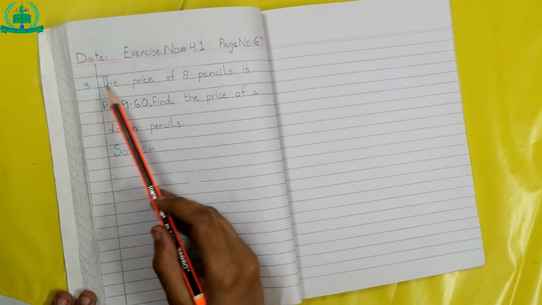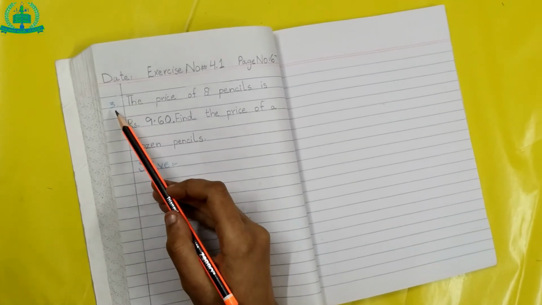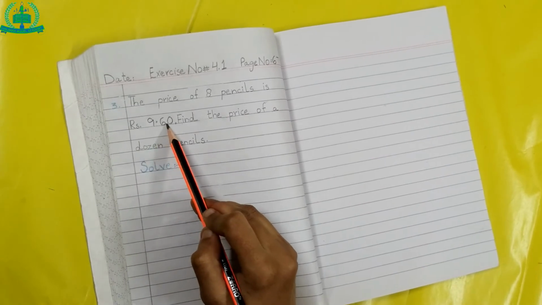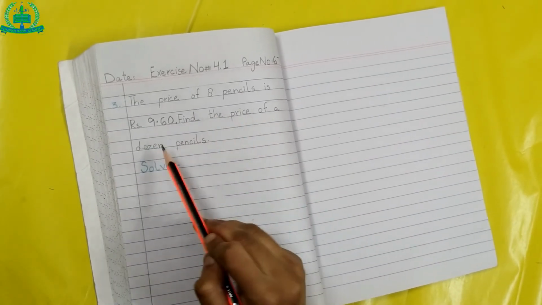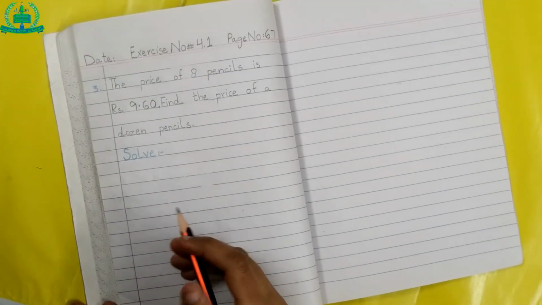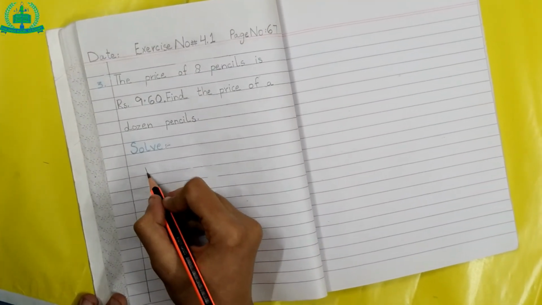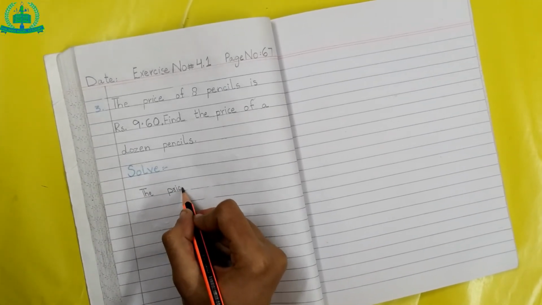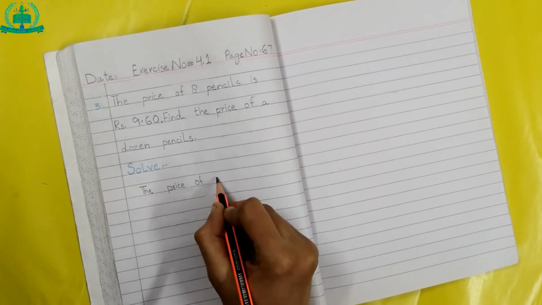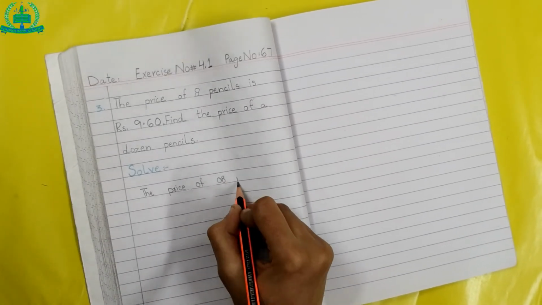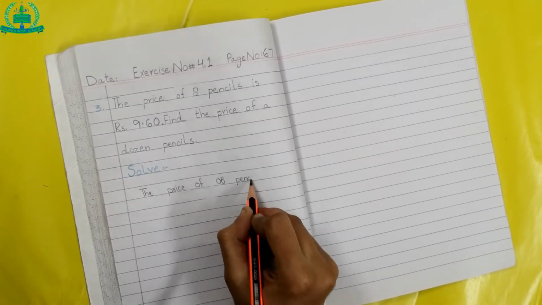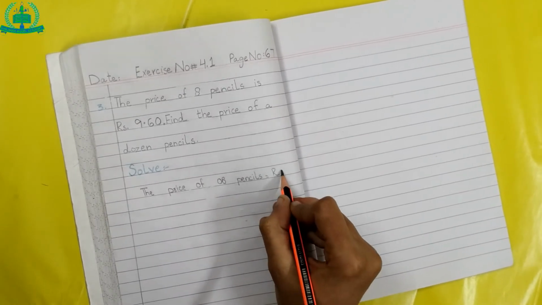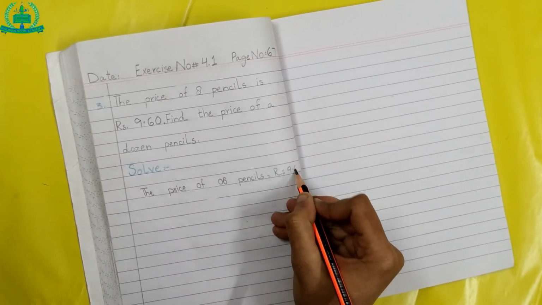Question number 3. The price of 8 pencils is rupees 9.60. Find the price of dozen pencils. Write heading of solve. The price of 8 pencils is equal to rupees 9.60.